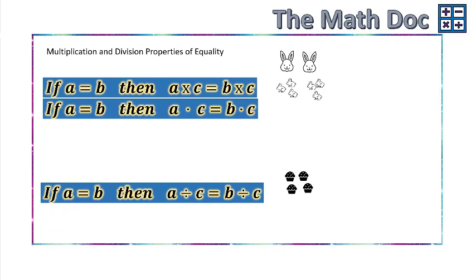So similar to that previous video, we will demonstrate what these properties are using pictures of items, really going old school, and then we'll do some examples and some word examples. So first of all, what is the multiplication property of an equality?